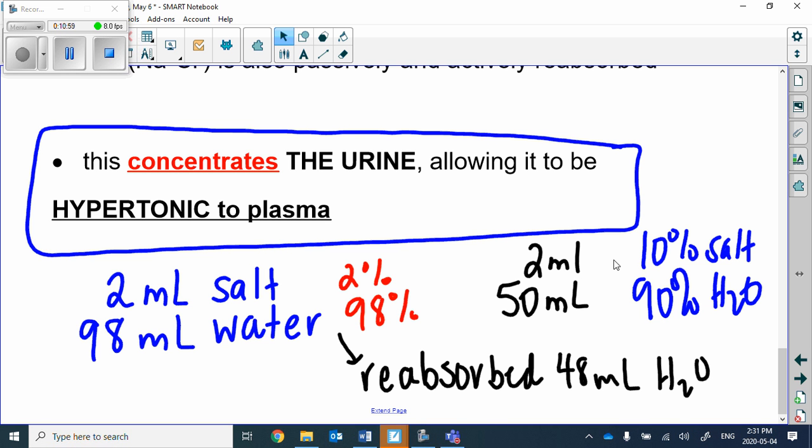So it's just really important. There'll be questions on your unit test that say, why does it look like the salt's getting more concentrated? Well, the salt hasn't changed. The amount of salt hasn't changed, but it's now being dissolved in less water. So it concentrates that salt. So just something to point out there.